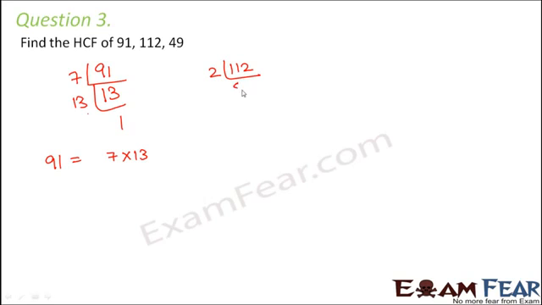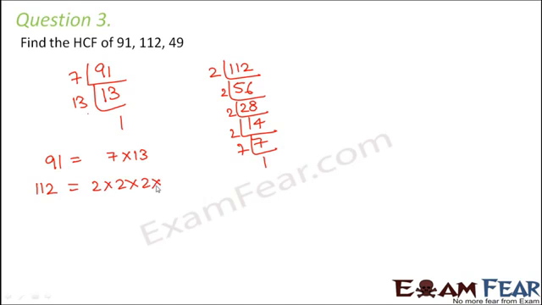Next is 112. 2 5s are 10, 2 6s are 12, 2 2s are 4, 2 8s are 16, 2 1s are 2, 2 4s are 8, 2 7s are 14, 7 1s are 7. So 112 can be written as 2 into 2 into 2 into 2 into 7. The third number, 49, can be written as 7 into 7, and then 7 into 1 is 7. So 49 can be written as 7 into 7.